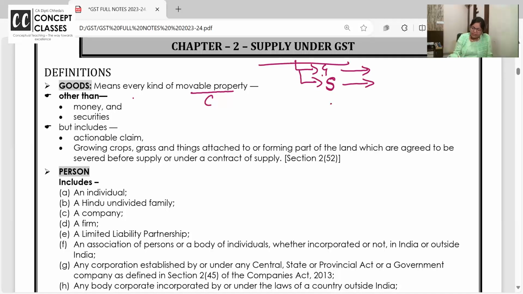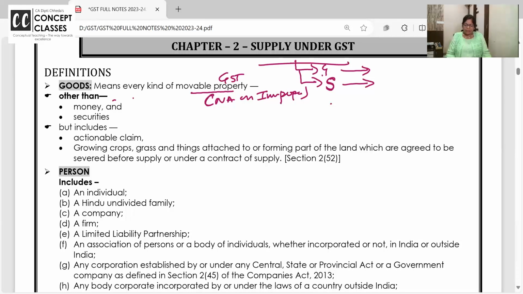Goods means any kind of movable property, write down, GST not applicable on immovable property. Did I say today also on real estate we are collecting stamp duty? GST कहाँ है? Because if they bring real estate into the ambit of GST, they will have to amend the definition of goods.